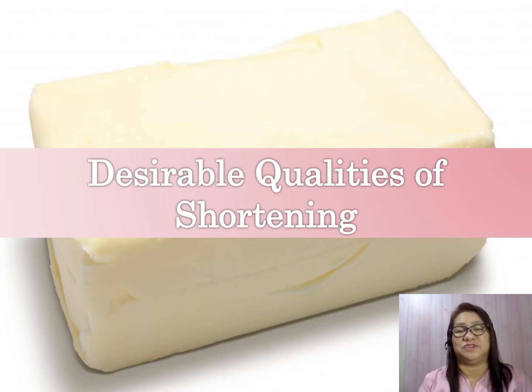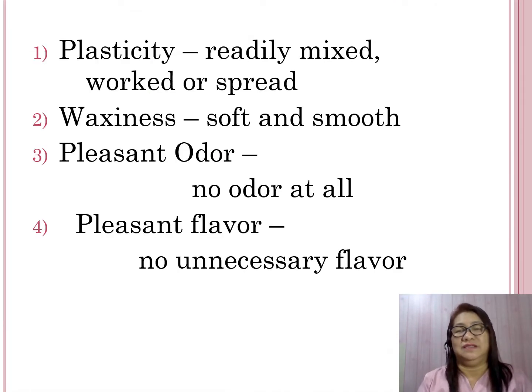Desirable qualities of shortening. Number one is plasticity, readily mixed, worked, or spread. Waxiness. What is waxiness? It is soft and smooth. Pleasant in odor, so no odor at all. There are some shortenings that smell bad and are bad to use. Pleasant flavor, so no unnecessary flavor. These are the qualities of shortenings.